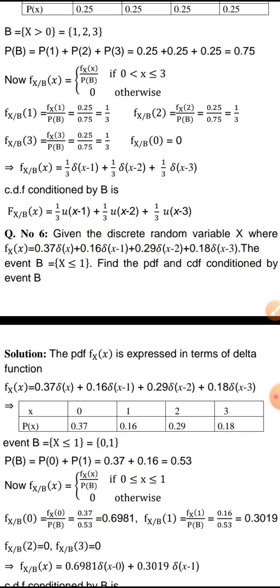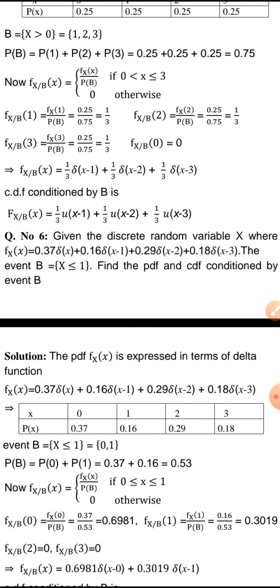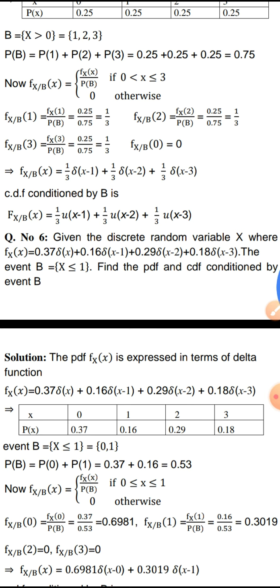Now you can go for the conditioned CDF, conditioned by B. Directly you can write capital letter F suffix x slash b of x. In case of a discrete random variable, if you know the conditioned PDF expressed in terms of delta function, then the conditioned CDF can be written directly in terms of unit step function. For this, what you need to do is, in place of delta function in the conditioned PDF, replace it by unit step function.